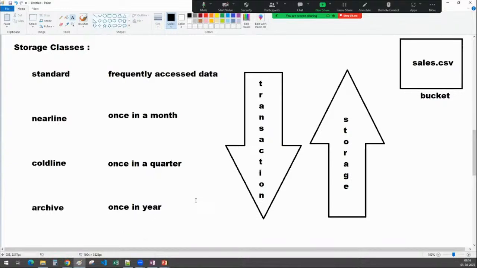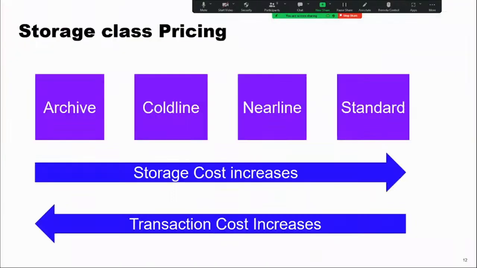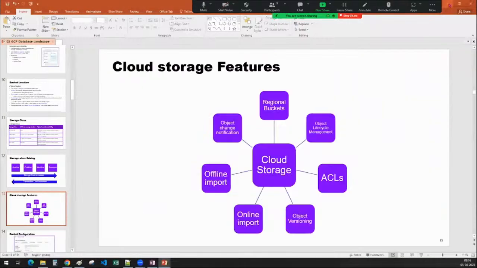So this is the benefit that you are going to get, guys. One is transaction cost, one more is storage cost. Transaction cost will be very high for the archival storage class, and storage cost will be very high for the standard storage class. This is something that you have to understand. Any questions on this one?